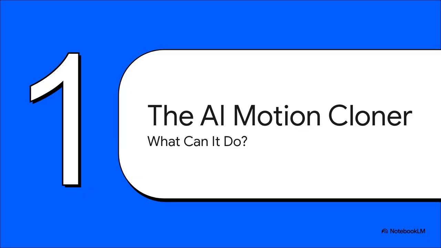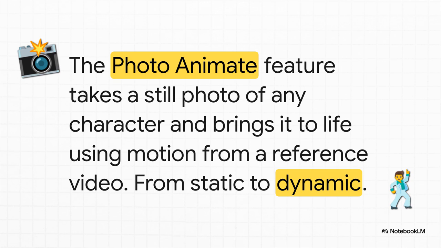Okay, so let's get into the nitty-gritty. What can this thing actually do? Well, One Animate is definitely not a one-trick pony. It's got two main features, and both of them are incredibly powerful. First up, we have something called Photo Animate, and the idea behind it is just wild. You feed it one single static picture of a character, could be a photo of a person, a drawing, you name it, and then you give it a separate video. The AI uses that video to make your still image move, talk, and show emotion.